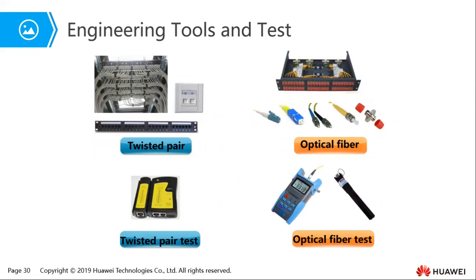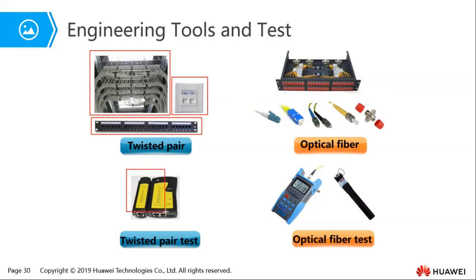Some of the engineering tools and tests that you need to be aware of when you're using twisted pair. You need to know this information panel, which is called a patch panel, this socket, the rack, for example. So that is the engineering equipment that you need to know.